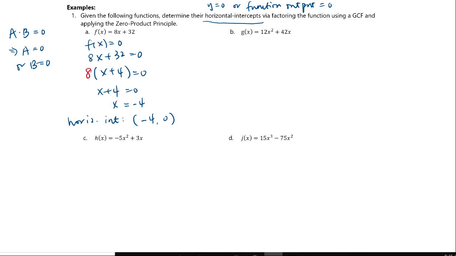And similarly, if we are given a function that's quadratic, like we do in part B, and in this case, we want to again set g of x to be equal to 0. In other words, we have 12x squared plus 42x equal to 0. Now if we want to find the GCF, it might be a little bit trickier because it's not as obvious as we saw earlier. And in this process, we want to think about this in two parts.